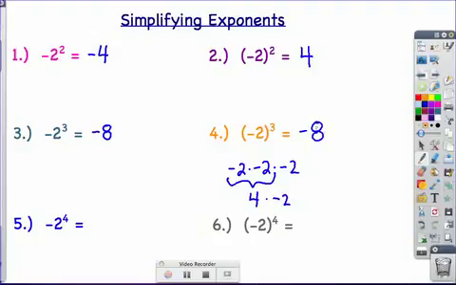Number 5, -2 to the fourth, -16. And number 6, the quantity of -2 raised to the fourth power would be +16. A shortcut when looking at questions where the negative integer is in parentheses and being raised to a power is that when you look at the exponent, if it's an even exponent, it'll give you a positive answer. And when you have an odd exponent, you'll end up with a negative answer.